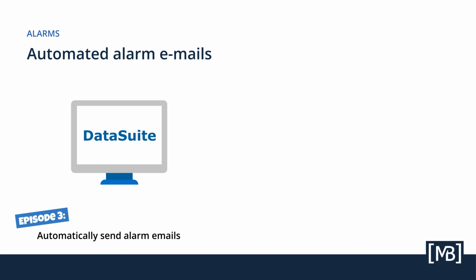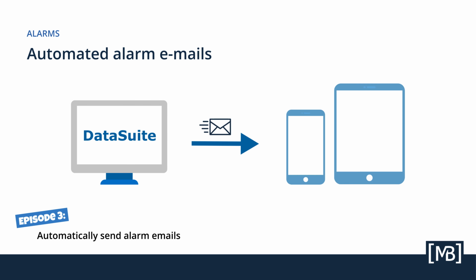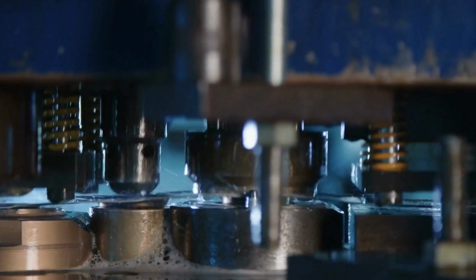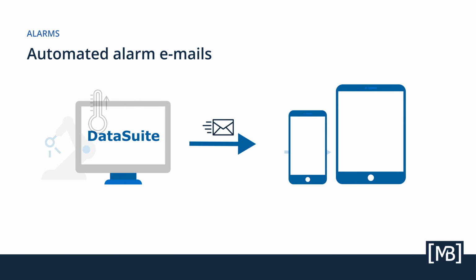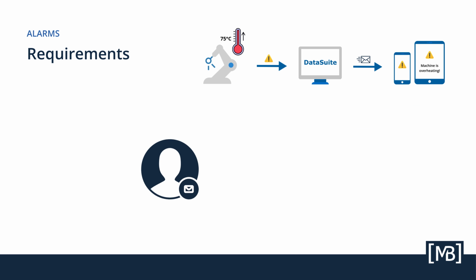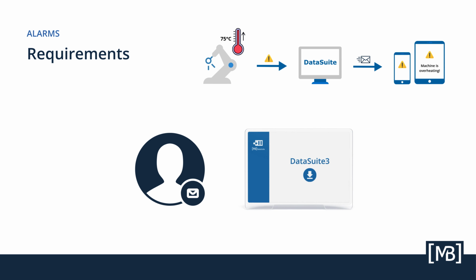Welcome to the tutorial. In this video, you'll learn how to use the DataSuite software to set up automated alarm emails for machine status quickly and easily. Imagine you have a hydraulic press with a temperature sensor. As soon as the hydraulic oil exceeds a certain temperature, you can have an email automatically sent to your service team to request maintenance on the press. All you need is an email account and the DataSuite software.